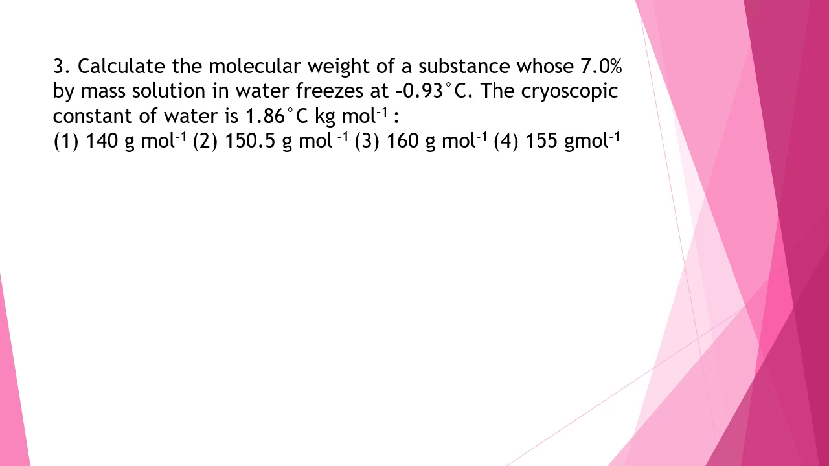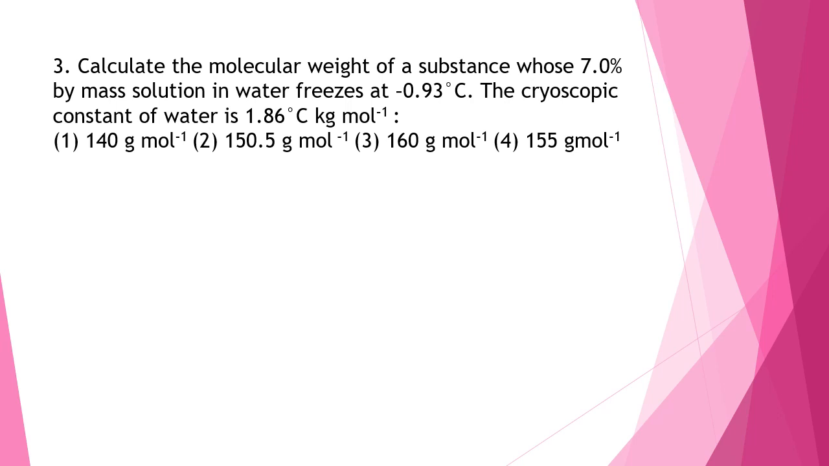Question 3. Calculate the molecular weight of a substance whose 7% by mass solution in water freezes at minus 0.93 degrees Celsius. The cryoscopic constant of water is 1.86. Now as it is given, it freezes at minus 0.93 degrees Celsius. So delta Tf here is 0.93. And as it is given 7% by mass solution, that means if we assume it is a 100 grams solution, that means 7 grams is the substance and 93 grams is water.